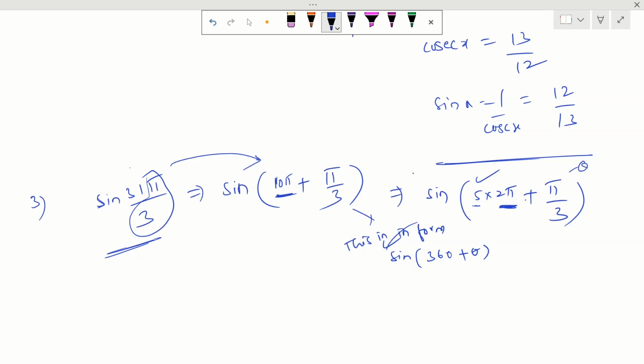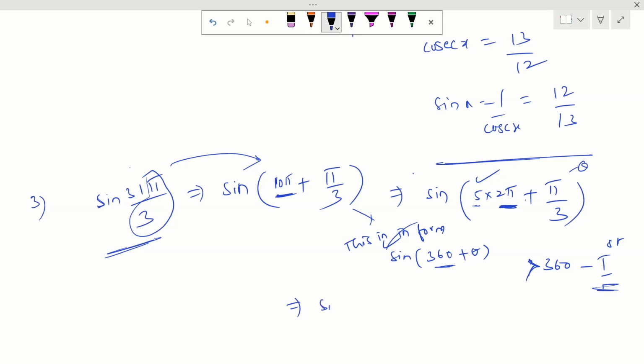This is in the form of 360 plus theta. 360 plus theta means what? It is more than 360. More than 360 means what? It is in the first quadrant. In the first quadrant, the value of sine is positive, because in the first quadrant all values are positive. Therefore it is positive.